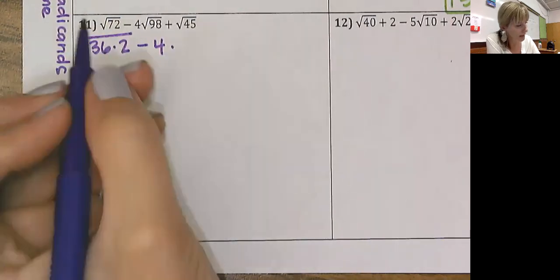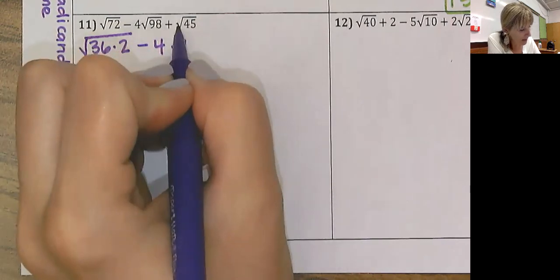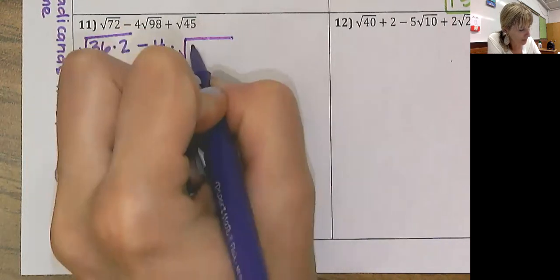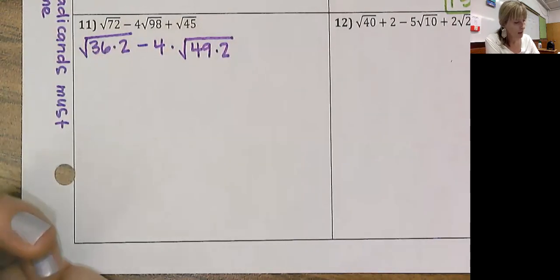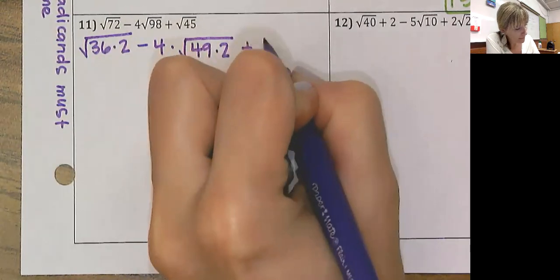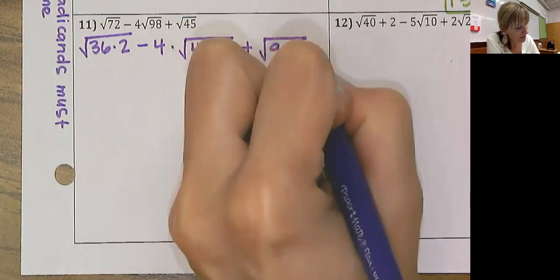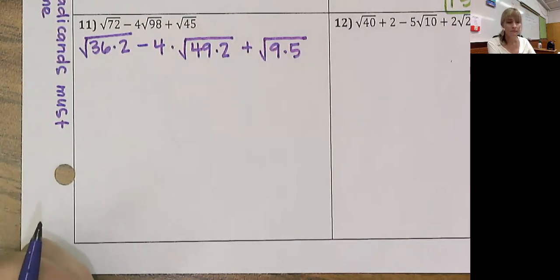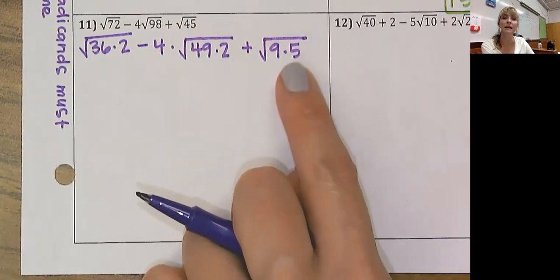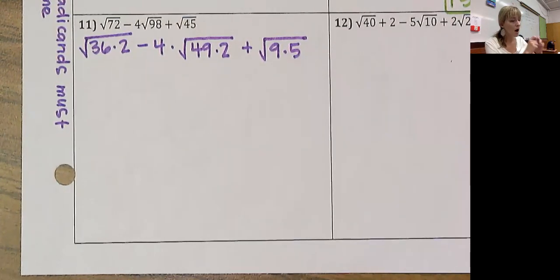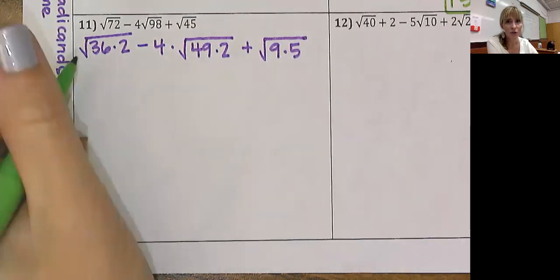Keep writing, keep listening. 98 divided by 2, we actually did that one earlier. Gives me a perfect square. 45 is 9 times 5. I know that works because 5 is on my list of things that's allowed to stay inside. Okay? All I've done so far is factor. What's all I've done so far? Factor. Now I'm going to actually square root.